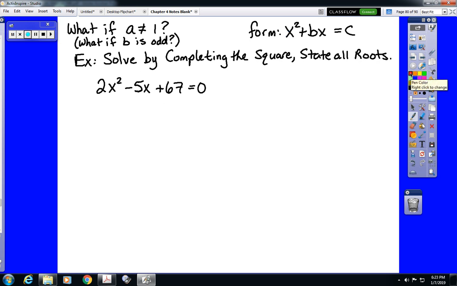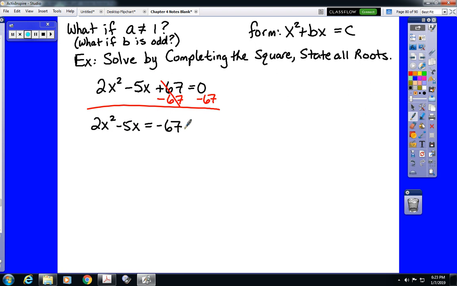So, we need to do two things to this equation to set it up for completing the square. The first is to subtract 67 from each side, which would give us 2x squared minus 5x equals negative 67. And I didn't leave room for the blanks yet because we're not ready to add the blanks yet. This is not in the correct format because we still have a number in front of x squared. We can't have that. It has to be a 1. So what we do is we divide it by 2. Well, if we divide it by 2, we have to divide everything by 2.